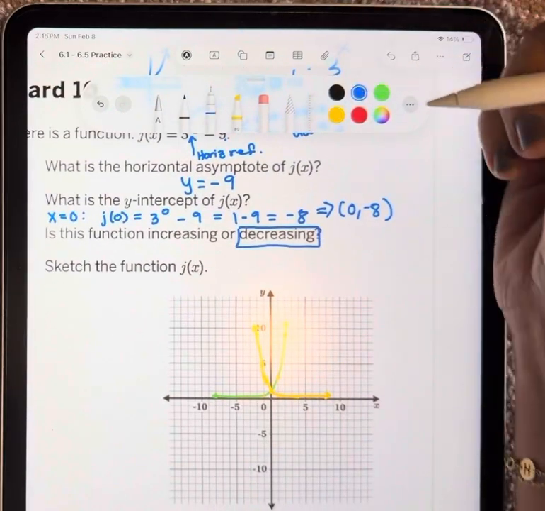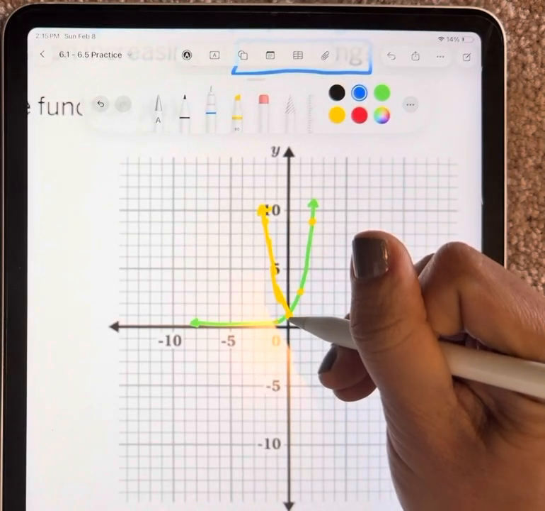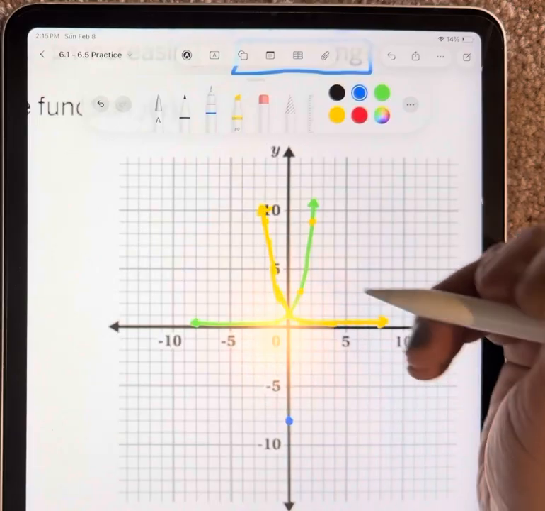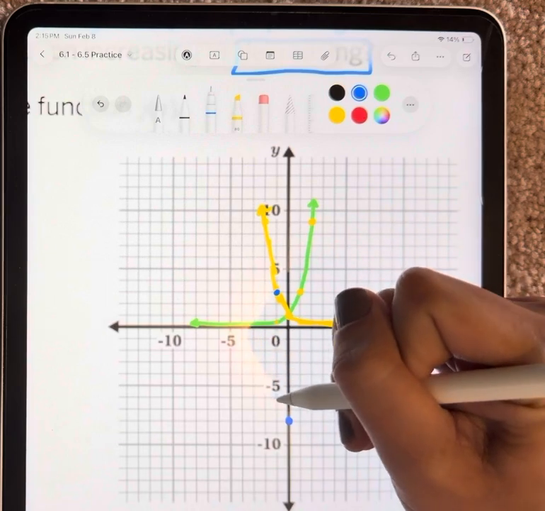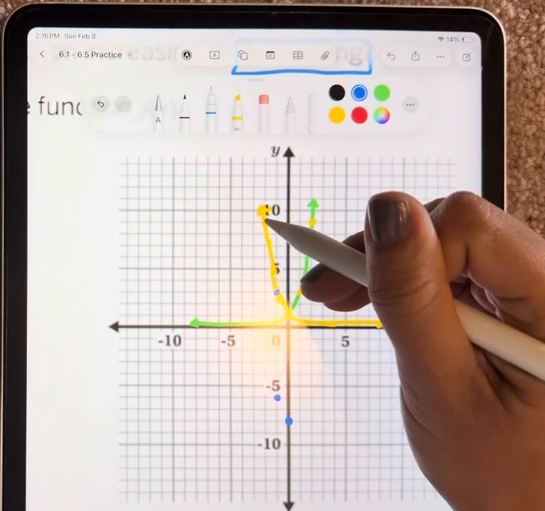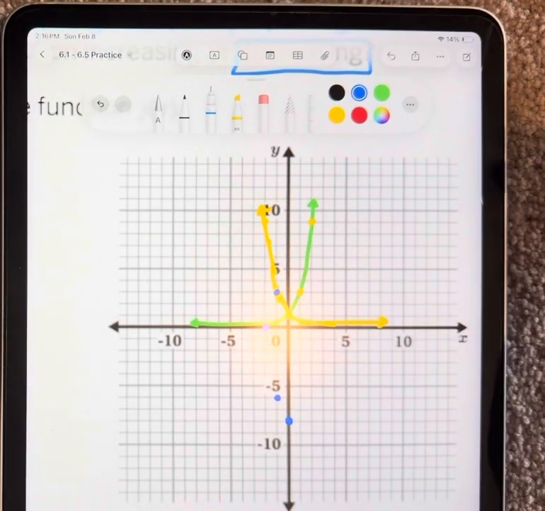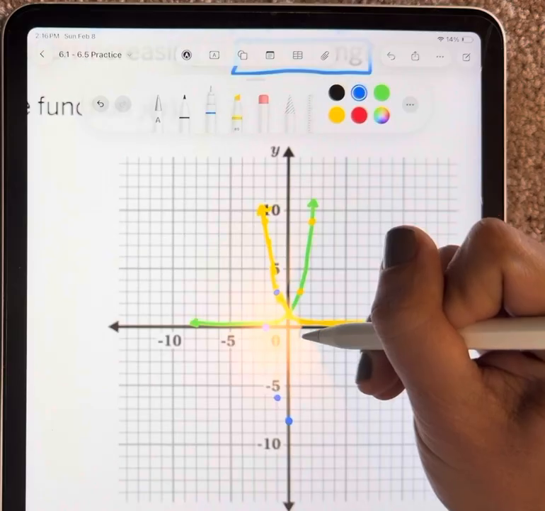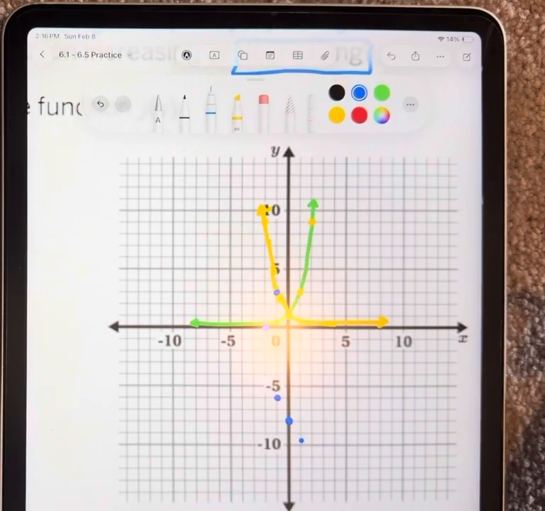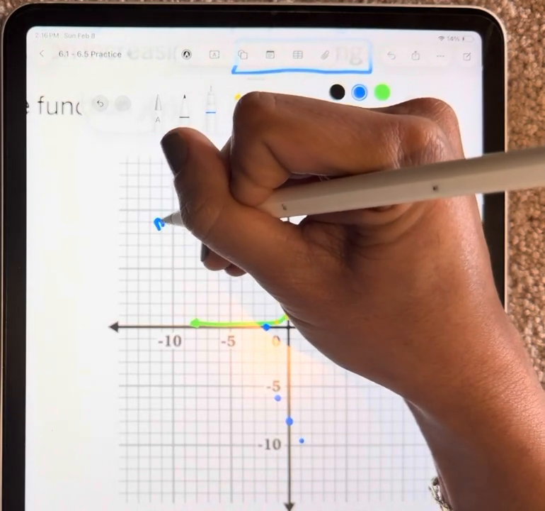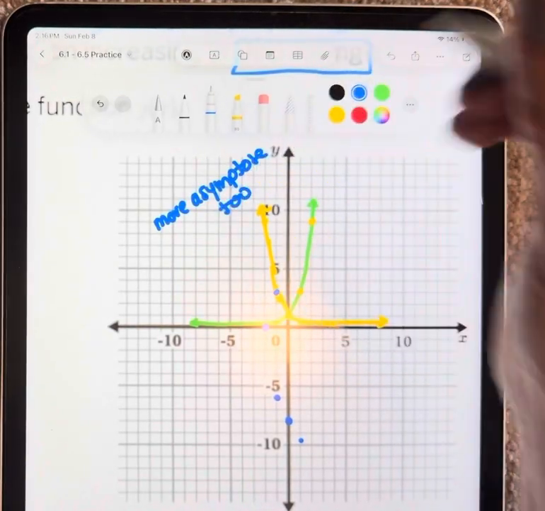And now all I got to do is move it down 9. Move all my yellow down 9. So, down 9. This guy is up 3. Down 9. That guy is up 9. So, down 9. And that guy down 9. And remember, don't forget, you also have to move your asymptote. Down 9.